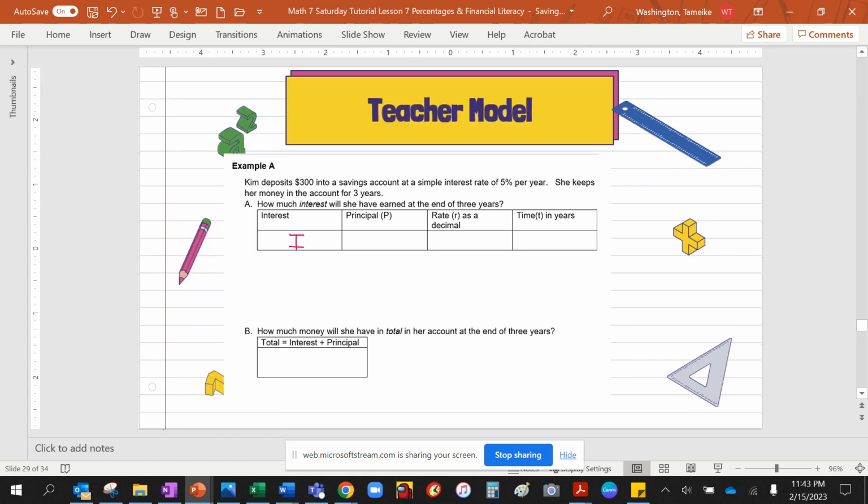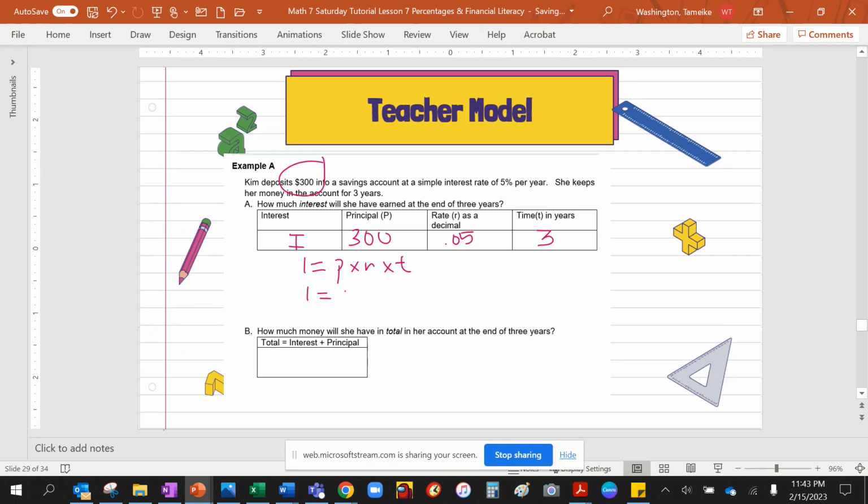Then we're going to take a look at our principal. The money she deposits, that's what she starts with, 300. Rate, 5%. 5% as a decimal, 0.05. Time in years, 3. Now, the formula is I equals P times R times T.